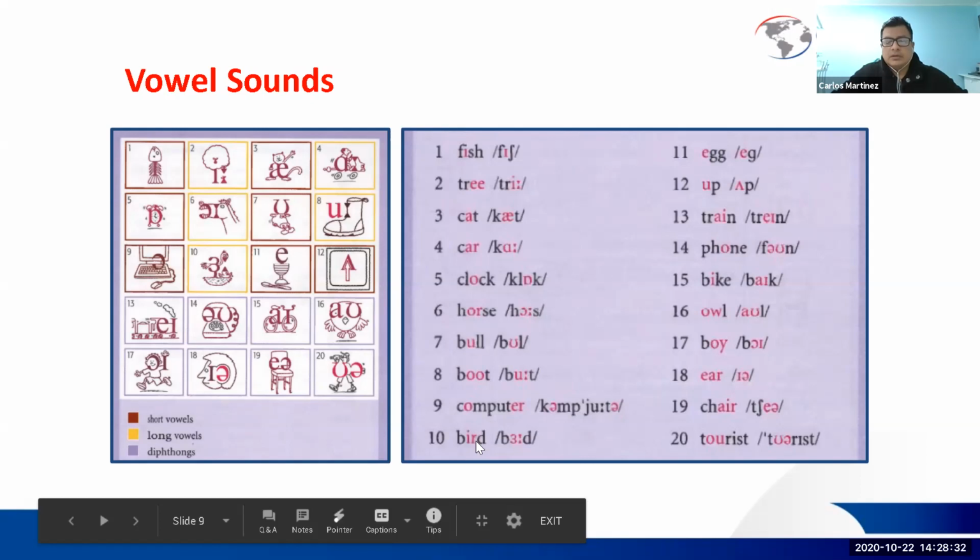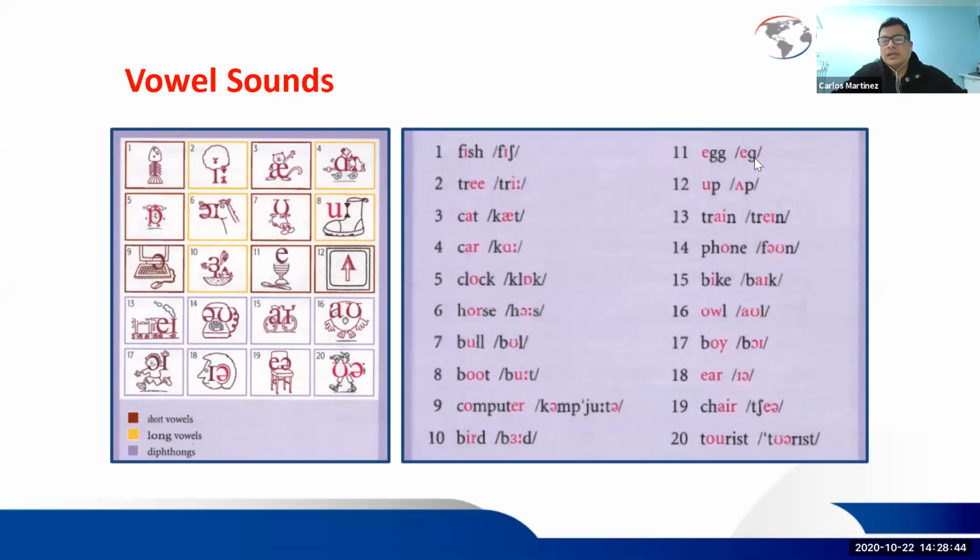Then we have the long one, this one here, the bird, okay? Then we have the simple E sound, egg. Now, we don't say "egg", we say the G is G, egg, okay? Then we have the up. It's not "up", it's "up", because "up" is like for your cell phones. Then we have the diphthongs.